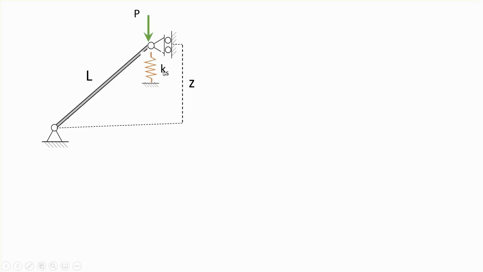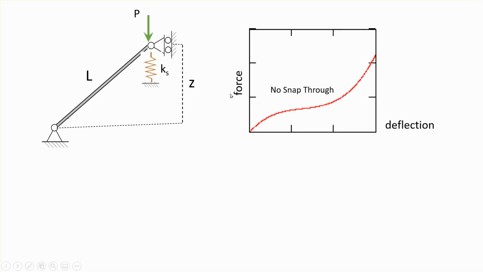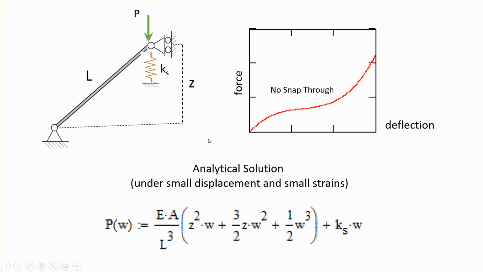However, with a KS here, that curve is not going to have a limit point. Essentially, it goes smoothly and it never reverts back as you saw in the other case. So that's the problem that we're going to model. Now, under certain assumptions, small displacement, small strains, and of course elastic material, there is an analytical solution for this particular problem.